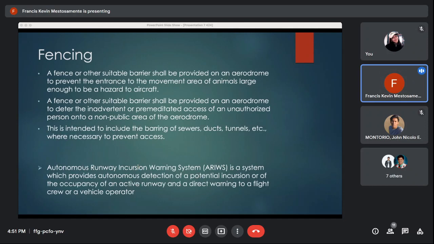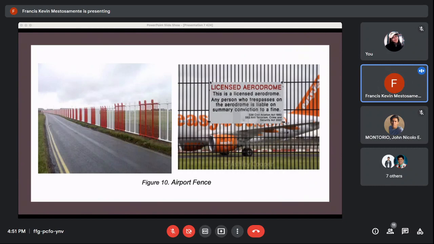Next slide. So we got here an example fencing of an airport. Again, the airport is not a public area. So, once you are on the fence, on the airport boundary, pag pumasok ka dyan unauthorized, it will be subjected to the law.